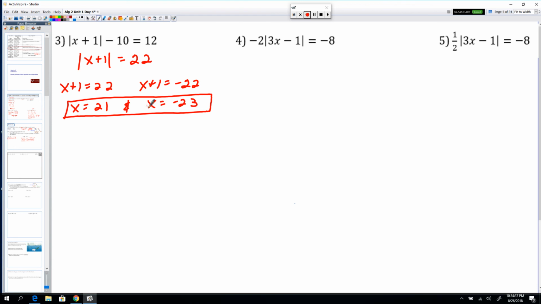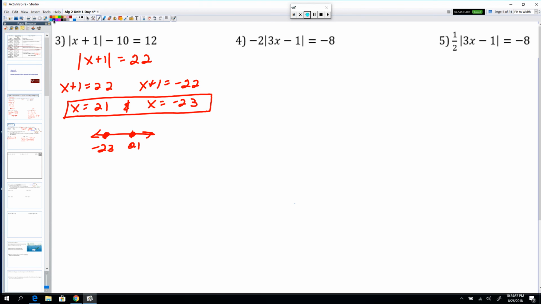Okay? Now, if someone ever asked you to graph this solution on a number line, you would simply graph negative 23 with a single point and 21 with a single point. Since these aren't inequalities, they're just point solutions, you would just graph them on the number line as points. Okay? Let's take a look at number 4.